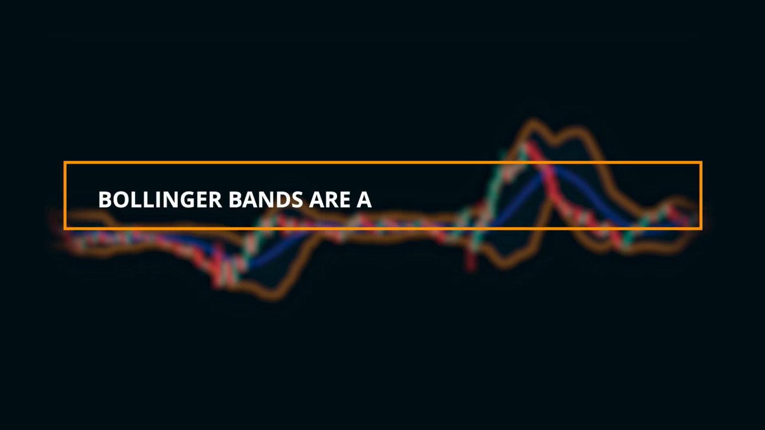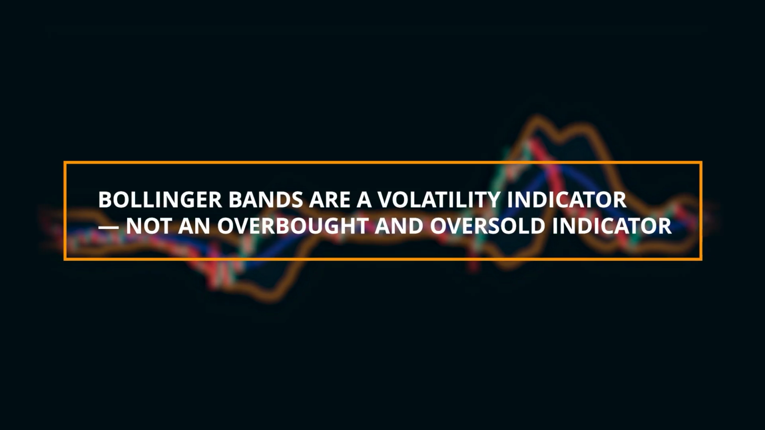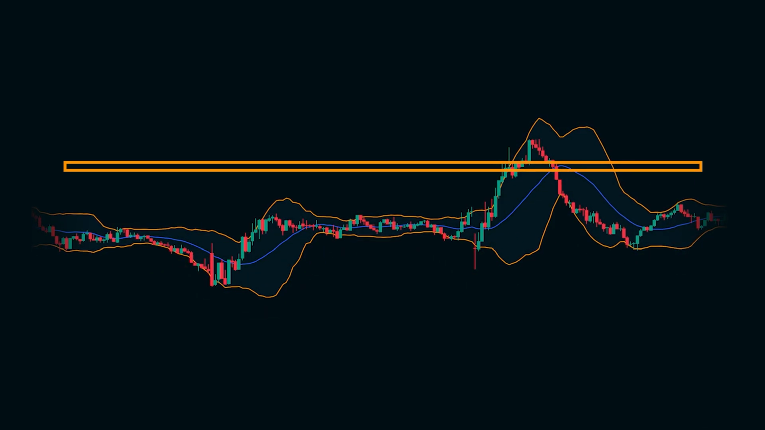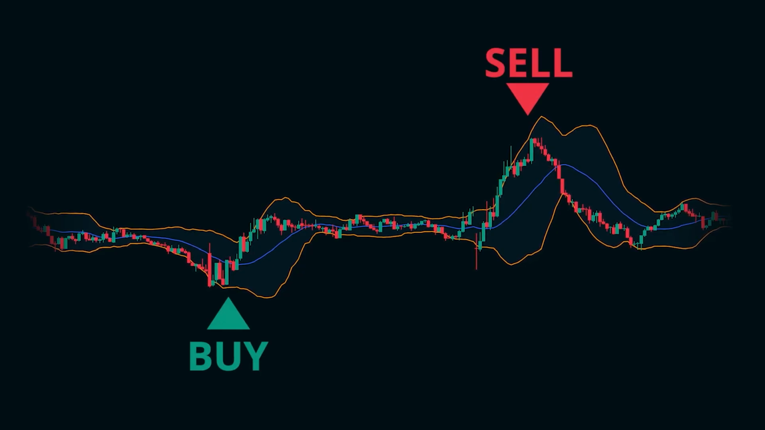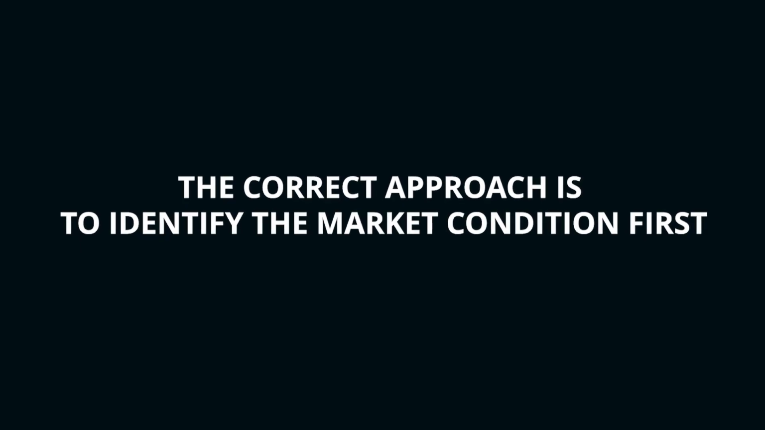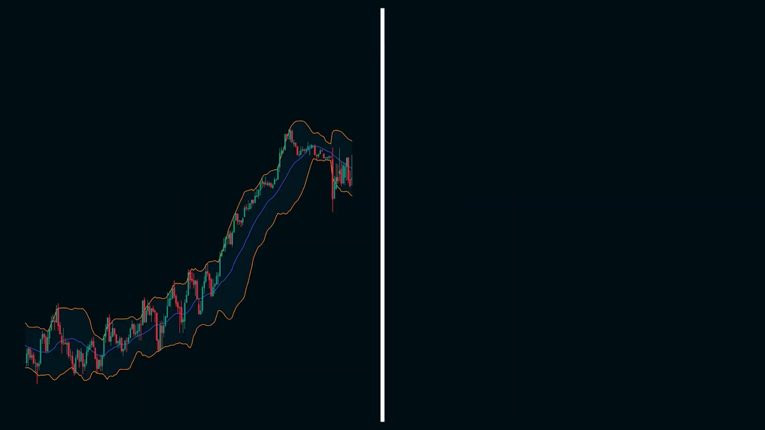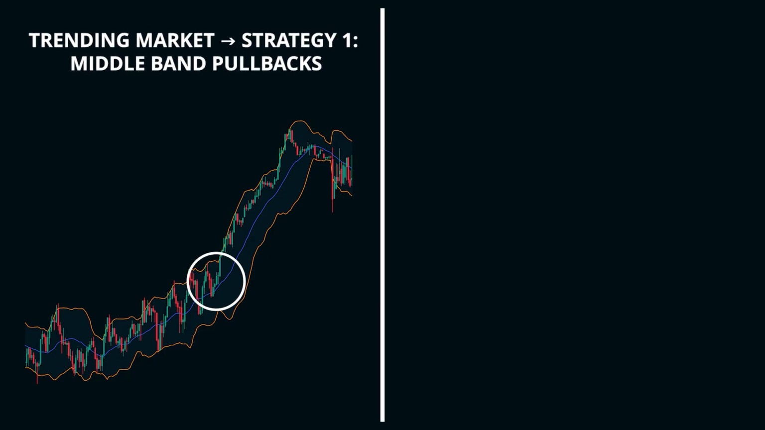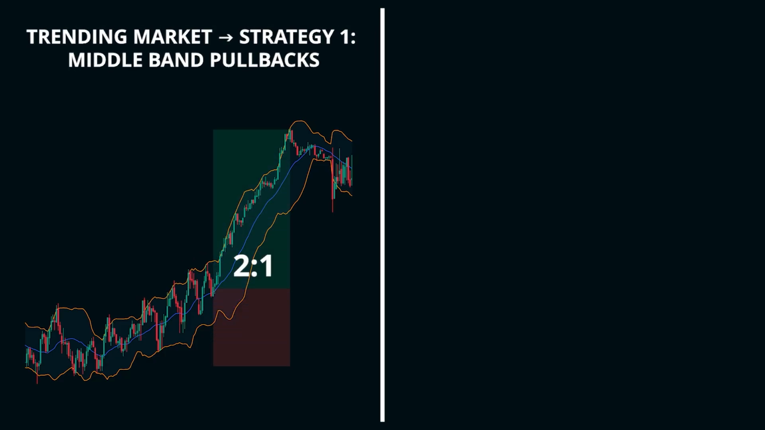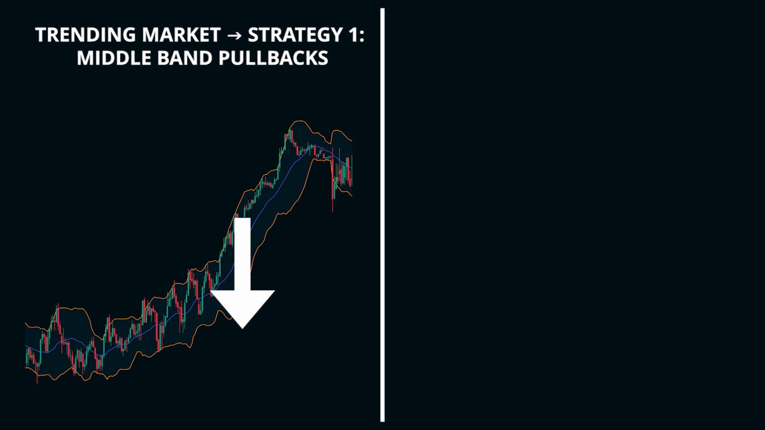To summarize, Bollinger Bands are a volatility indicator, not an overbought and oversold indicator. The biggest mistake traders make is treating every band touch as an automatic buy or sell signal. The correct approach is to identify the market condition first. If the market is trending, use strategy 1. Enter pullbacks to the middle band with confluence and a confirmation candle. Exit at your 2-to-1 target, or immediately when price closes back through the middle band.